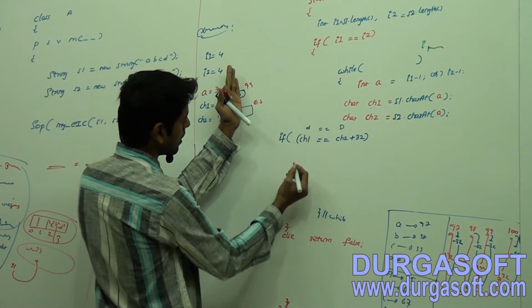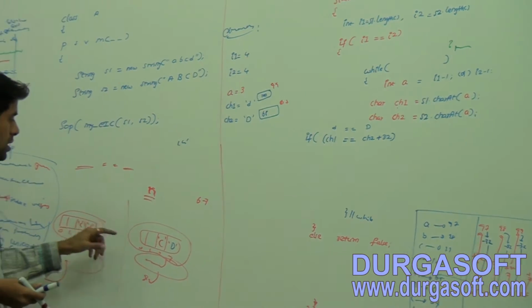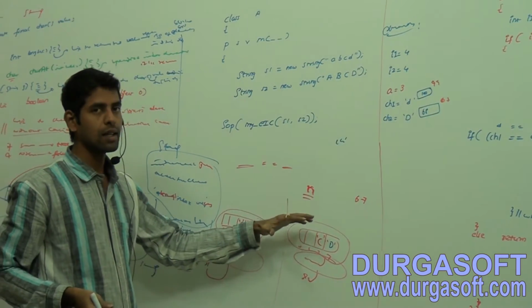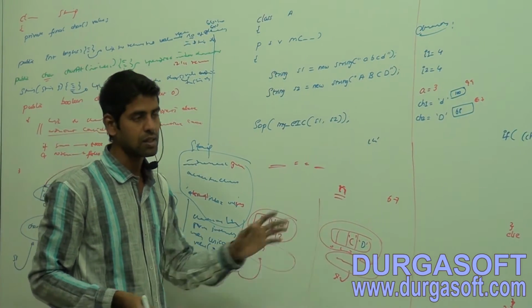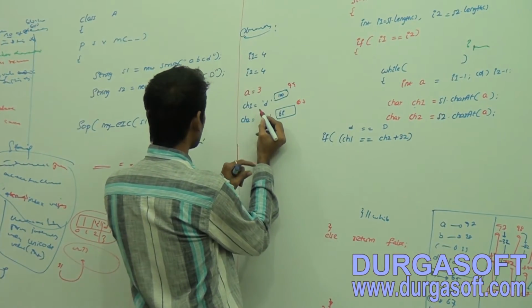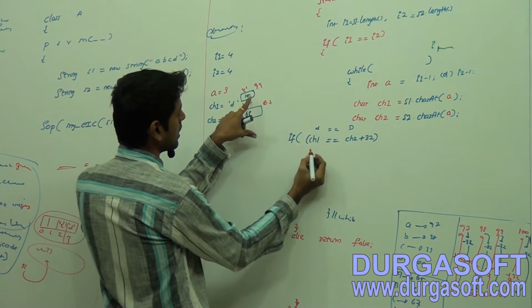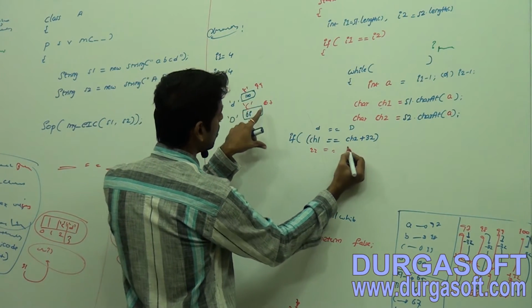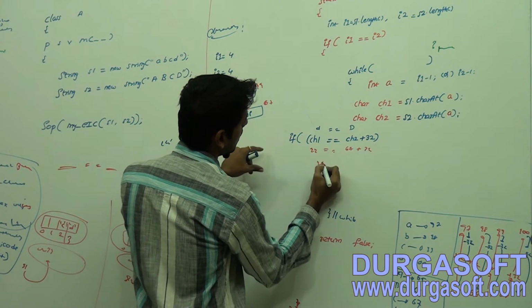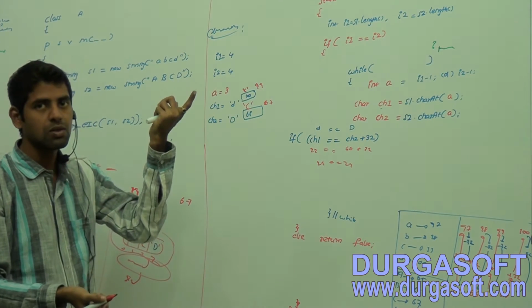Observe this part for a while. You might be getting a doubt: how does it work for small c and capital C? CH1 value is what? Think that it is c, and for instance this is capital C. 99 double equals to 67 plus 32. 99 double equals to 99. Yes, small c double equals to capital C.